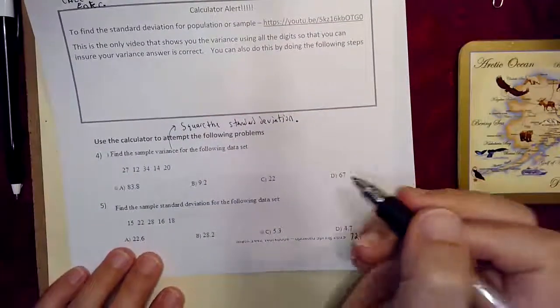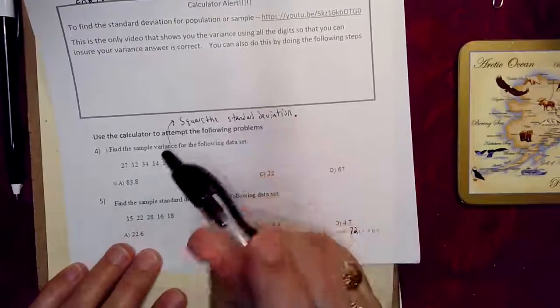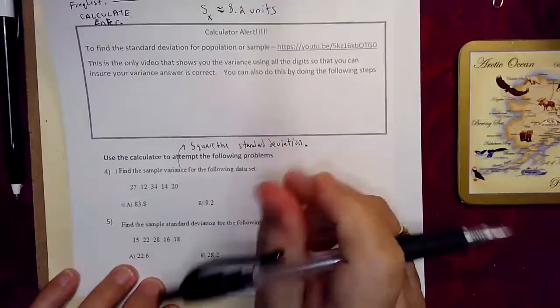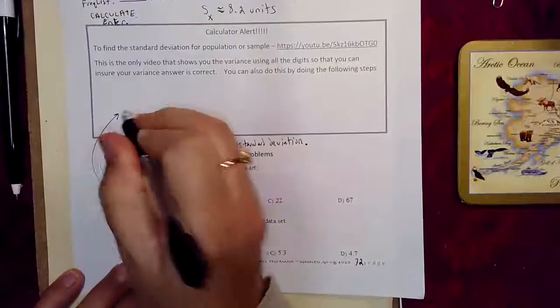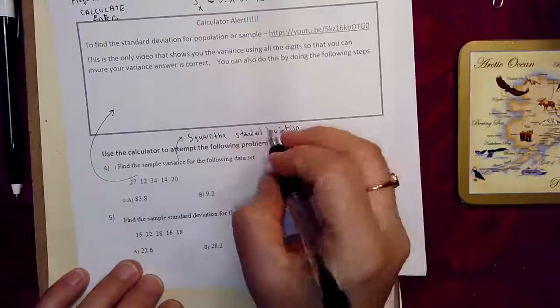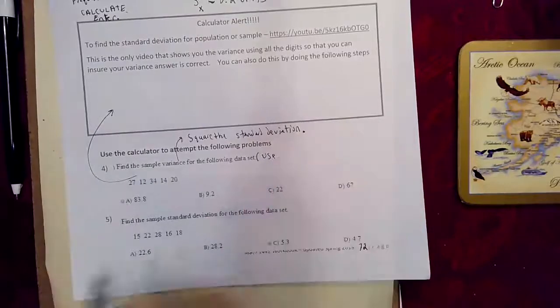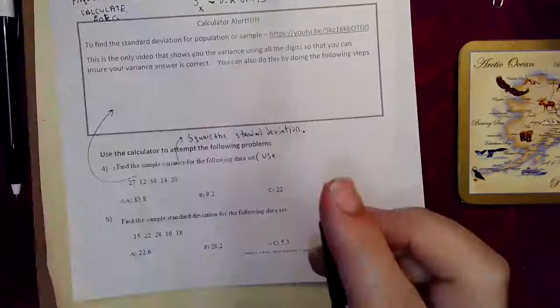Now on the test, you will double check it using that, but you will also do the computational model. I think I'll put that over here, and I'll say use the computational model. I think it's called shorthand. Let's see, this sample computational model.